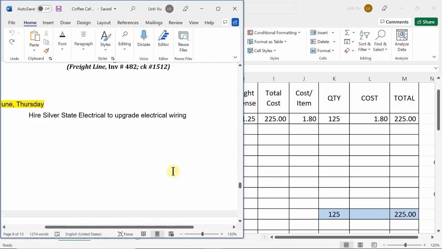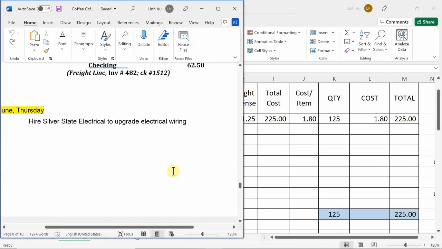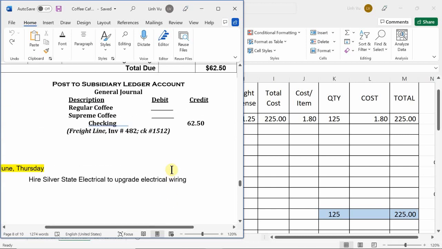Okay, so look, we can do the next two transactions. That should be fine, and then we'll call it a day after.